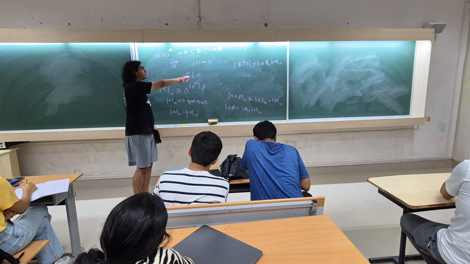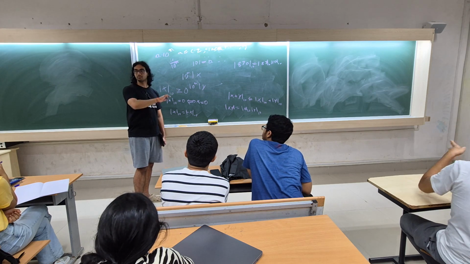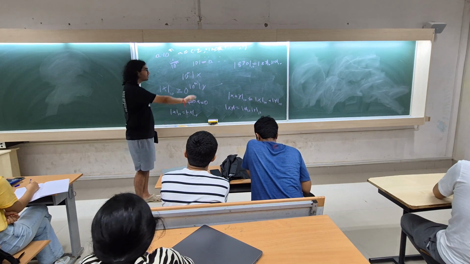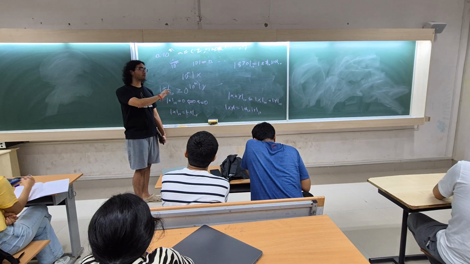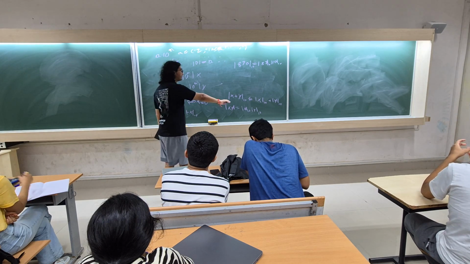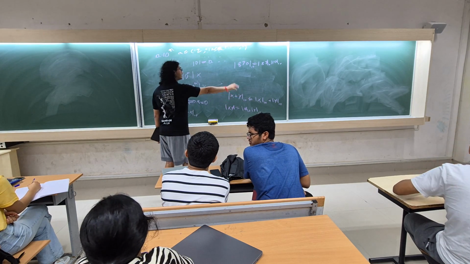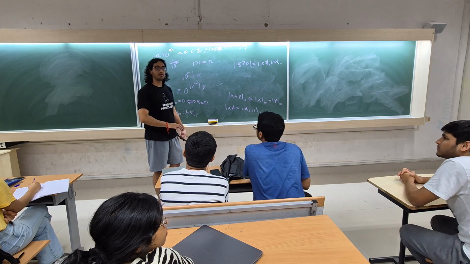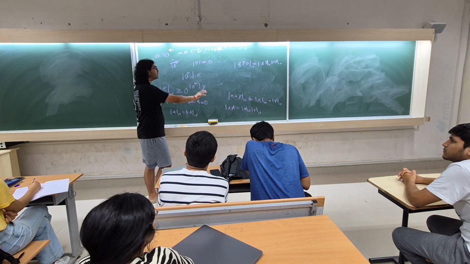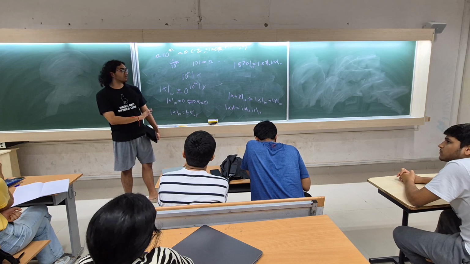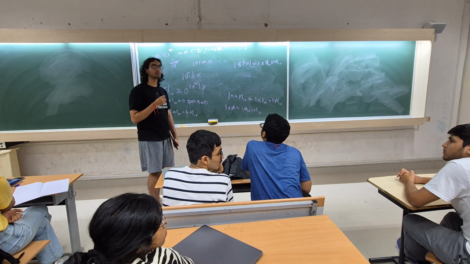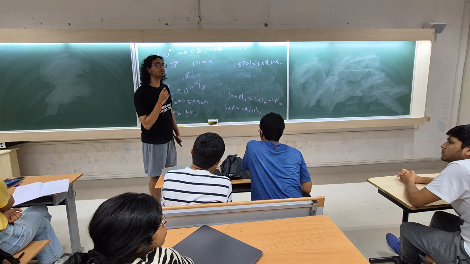Okay, so what is the mod of this number x? 1 by 10 to the power a. And what about y? 1 by 10 to the power b. So what will the mod of x plus y be? It depends upon whether a and b are equal or not. If they are not equal, it is basically the minimum of a and b. If they are equal, then it can be different, right?